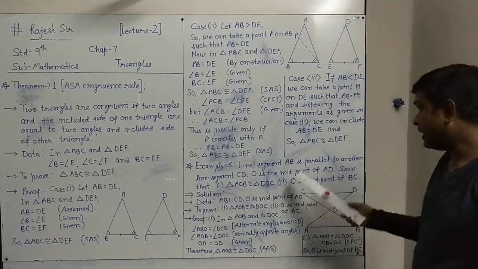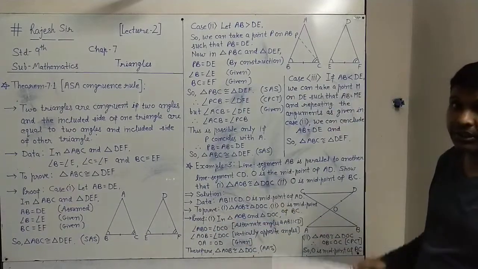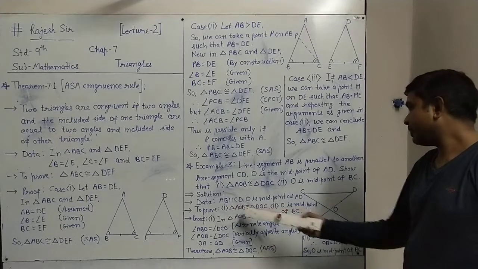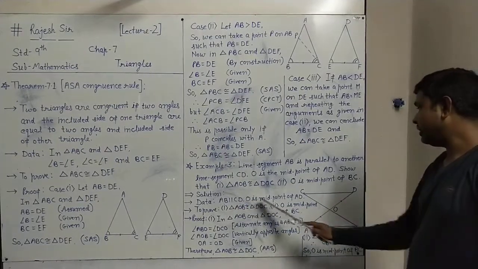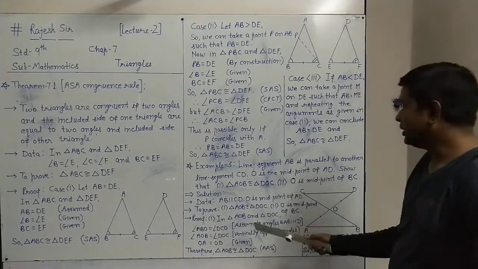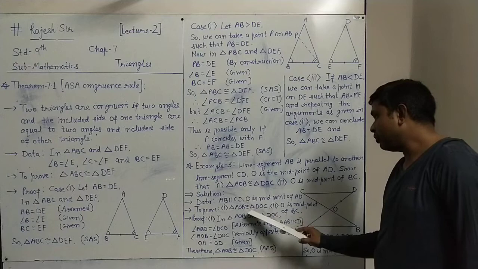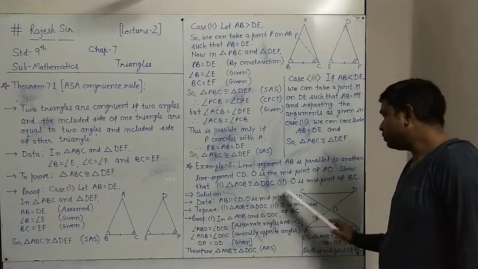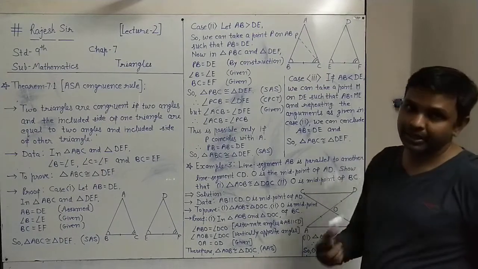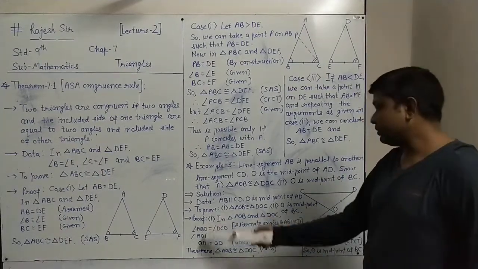So in the solution, as this is a prove-that or show-that type, we will write the data first. What is the given data? AB is parallel to CD, and O is the midpoint of AD. To prove: we want to show that number 1, triangle AOB is congruent to triangle DOC, and number 2, O is the midpoint of BC. This is the second thing we want to show. So in the proof, we will show how.